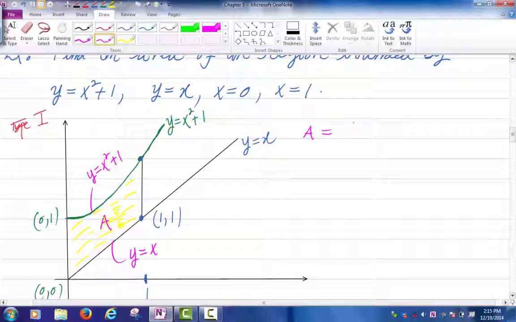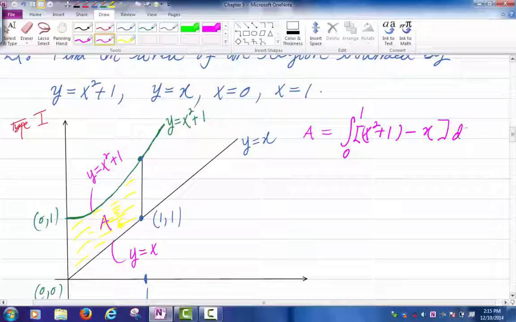And the integral will go from 0 to 1 of what? The function above, the upper bound, minus the lower bound. Upper bound is x squared plus 1, very good. And the lower bound is x, and I take the integral here. Is that an easy integral to compute? Yeah, it's just powers of x, right? We know how to use the power rule, come up with the antiderivative, evaluate it at 1 and 0, subtract, right?